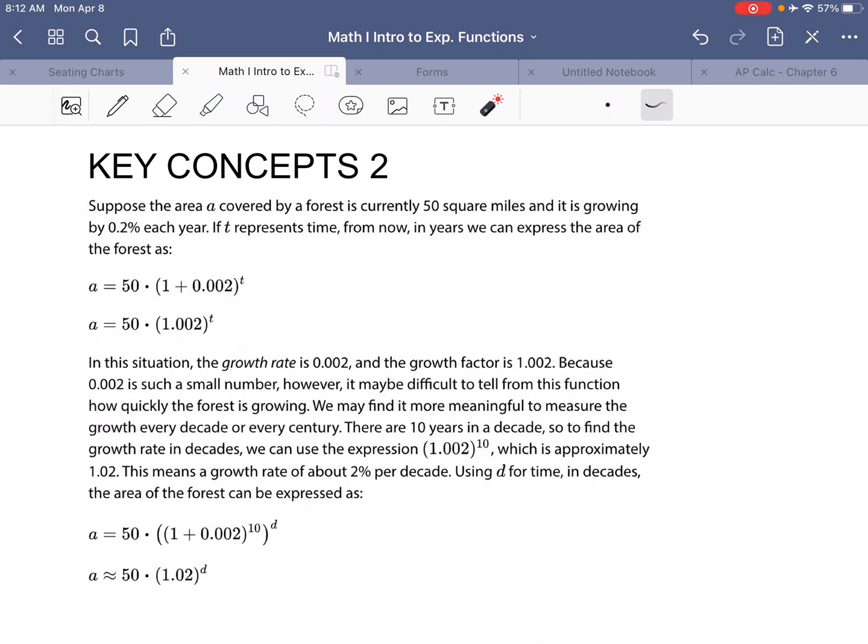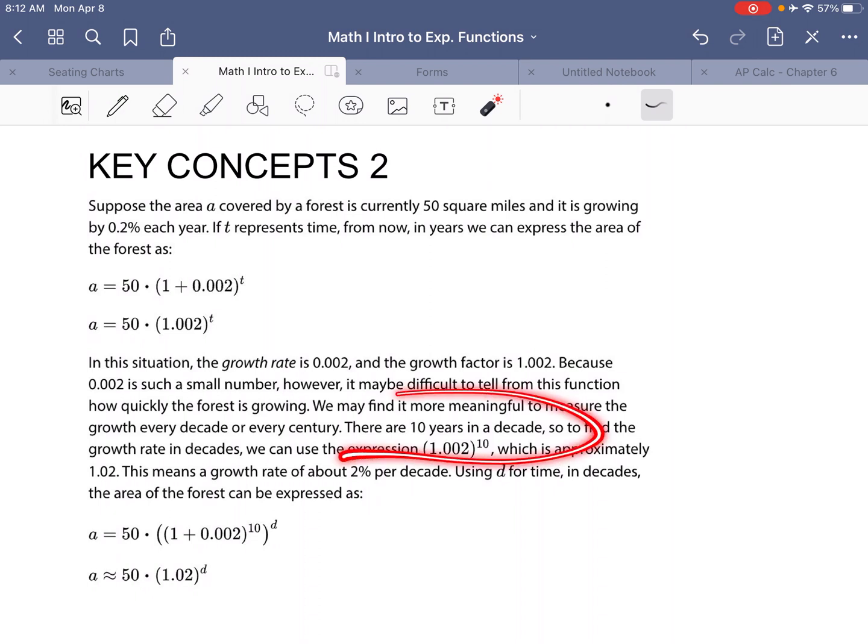So in this situation, the growth rate is 0.002, where the growth factor, what we're actually multiplying by to find the amount covered by forest the next year, is 1.002. Because 0.002 is such a small number, it may be difficult to tell from this function how quickly the forest is growing. We may find it more meaningful to measure the growth every decade or every century.